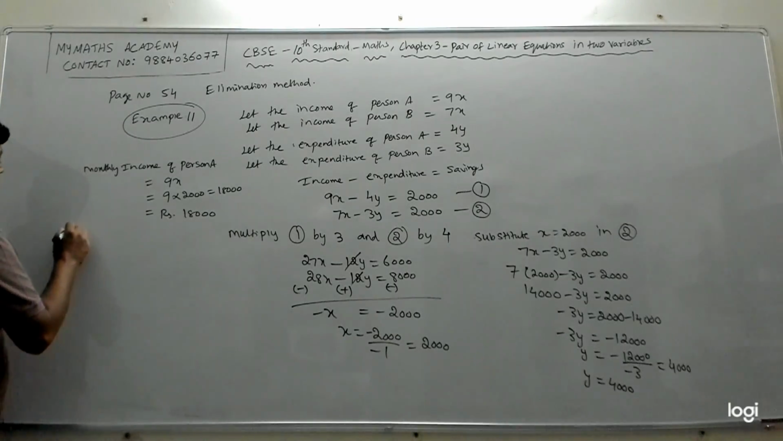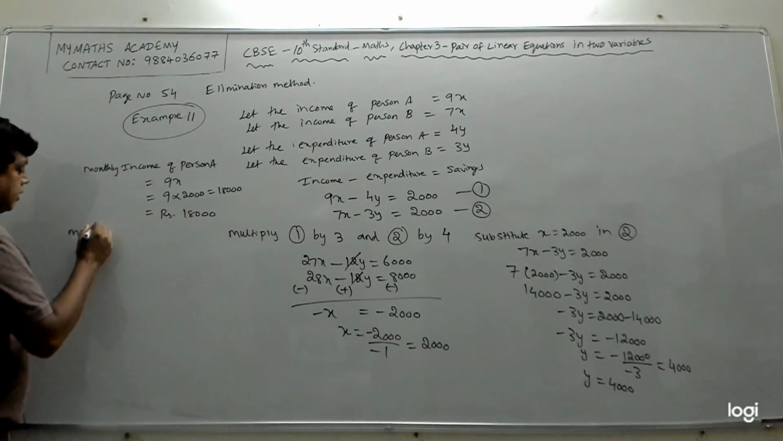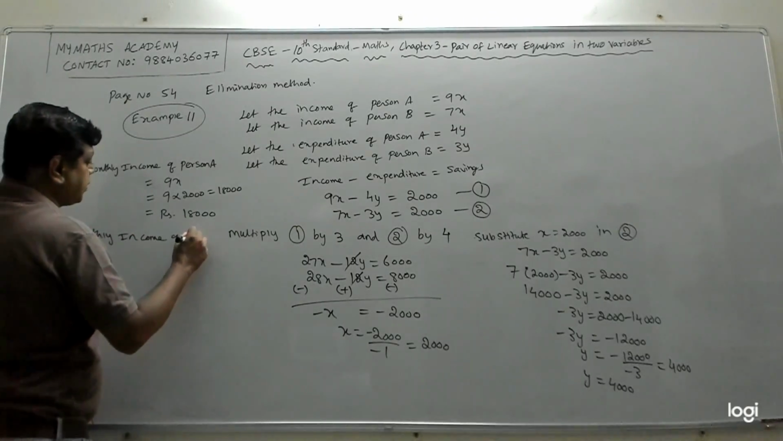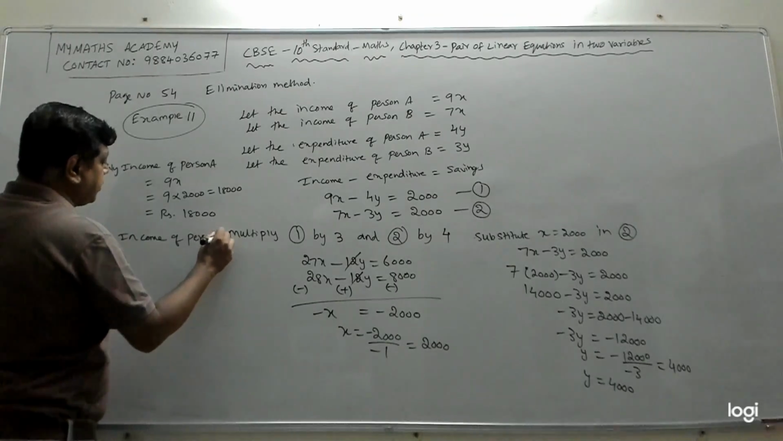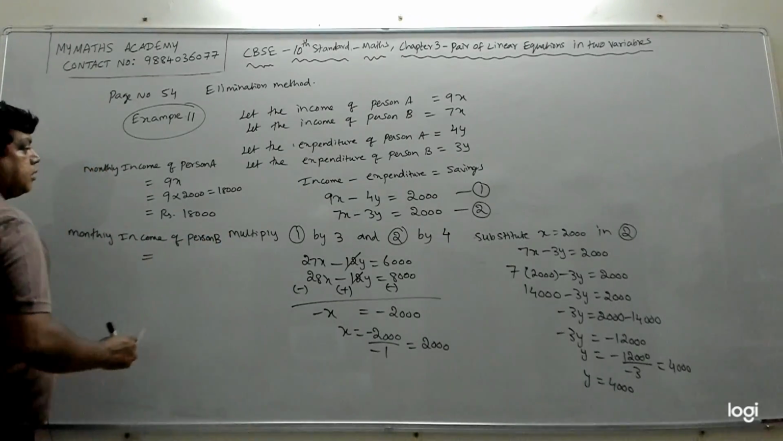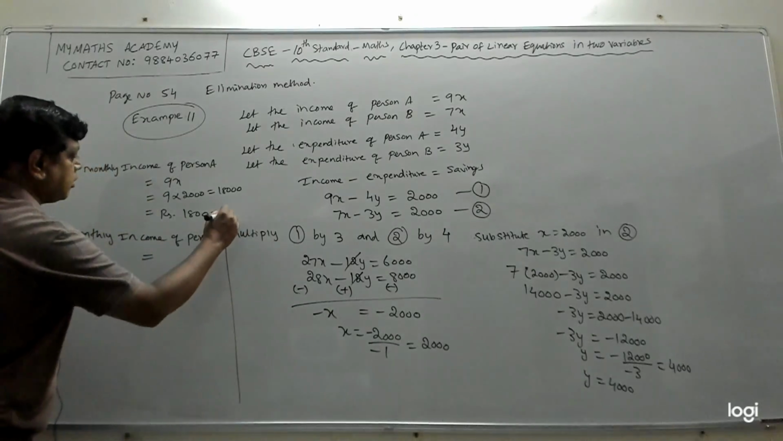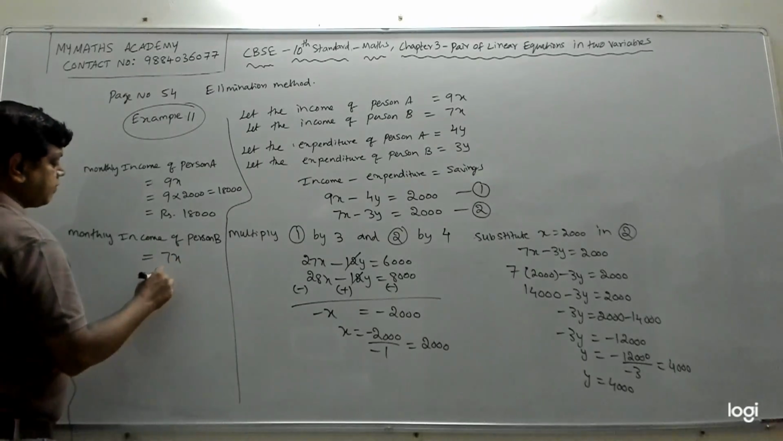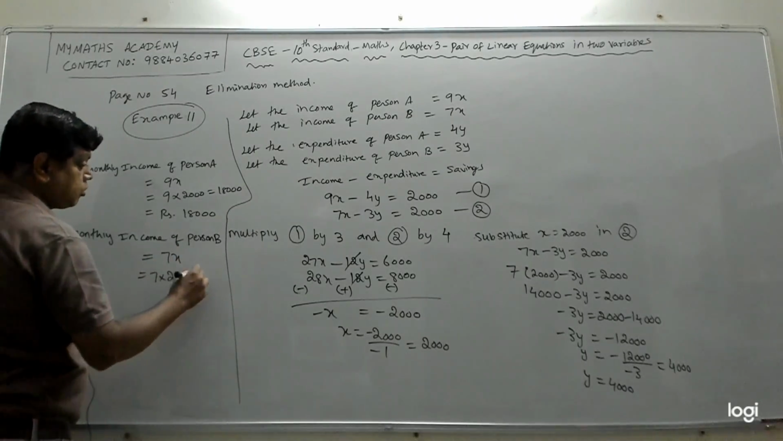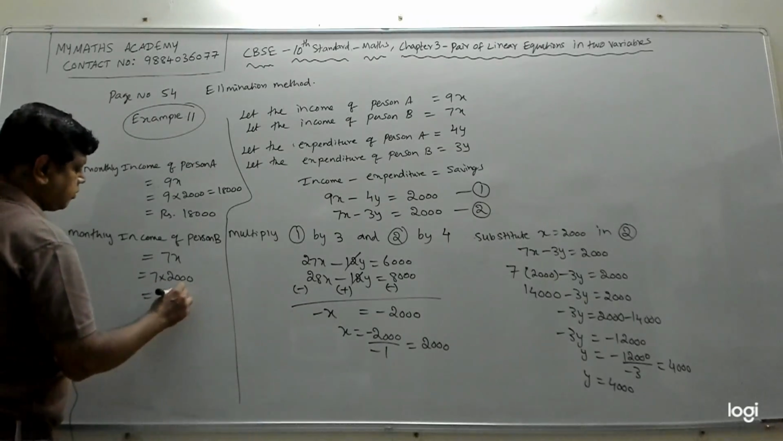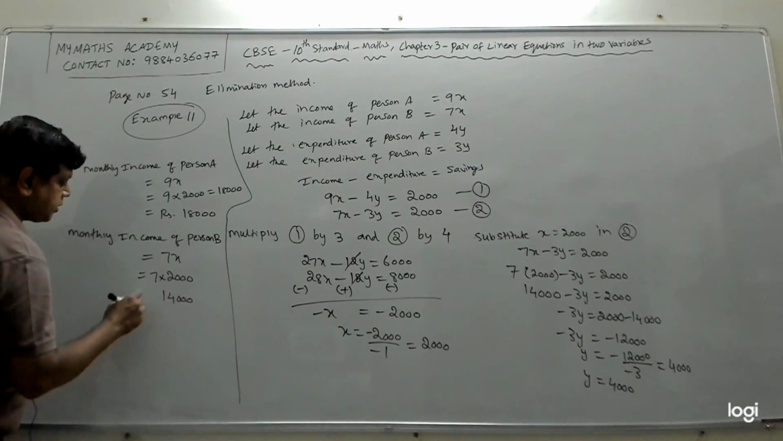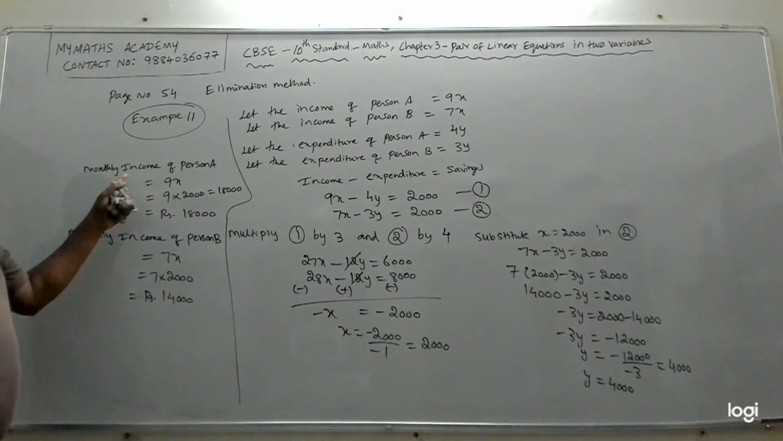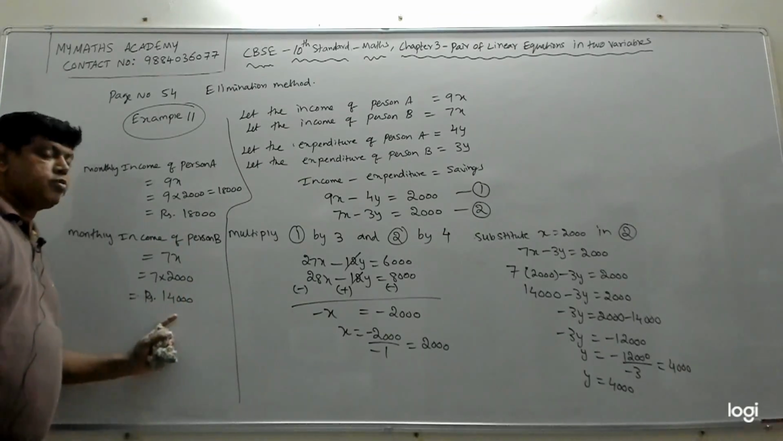Now the monthly income of person B equals how much? It equals 7x. That is equal to 7 into 2000, because x is 2000. That is equal to 14,000 rupees. So person A's income is 18,000, person B's income is 14,000.